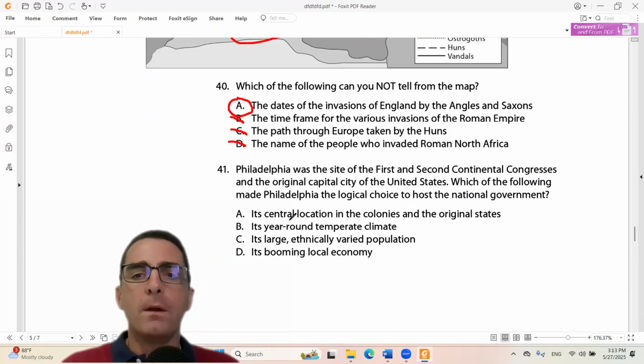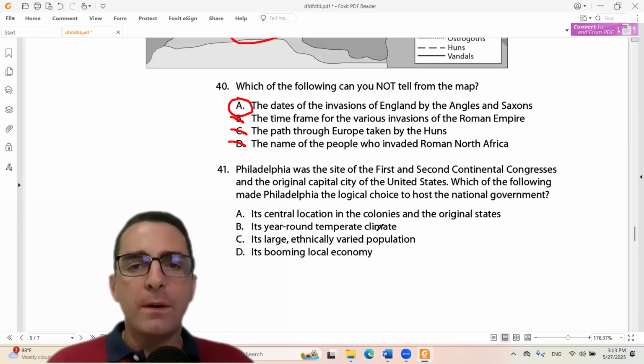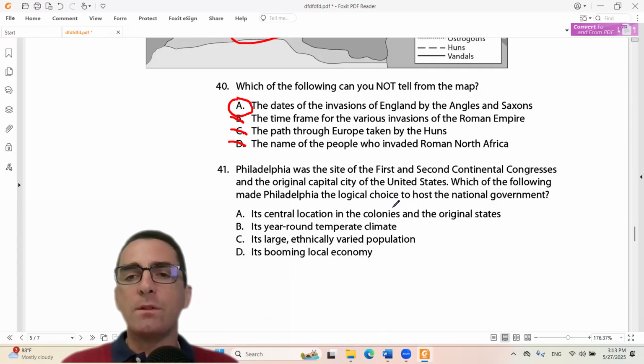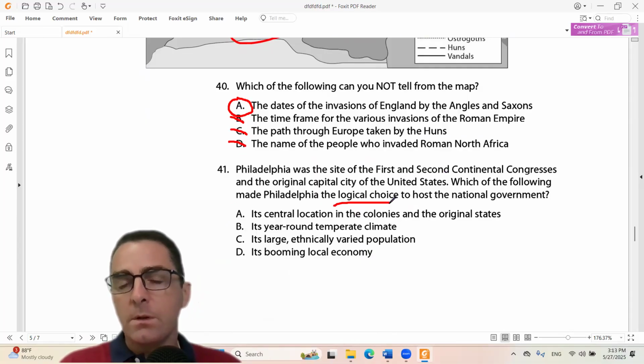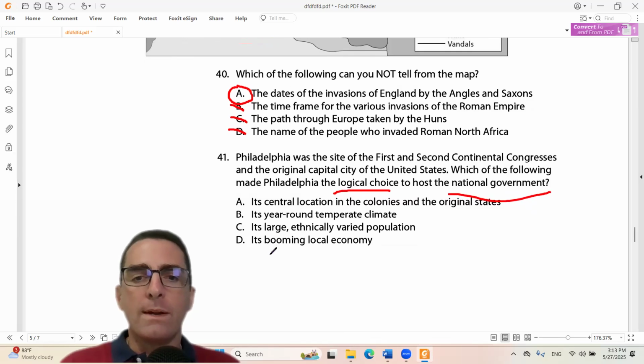We'll move on. 41. Philadelphia was the site of the First and Second Continental Congress and the original capital city of the United States. Which of the following made Philadelphia the logical choice to host the national government? Okay. So it's booming local economy. Would that make it a logical choice? Probably not.